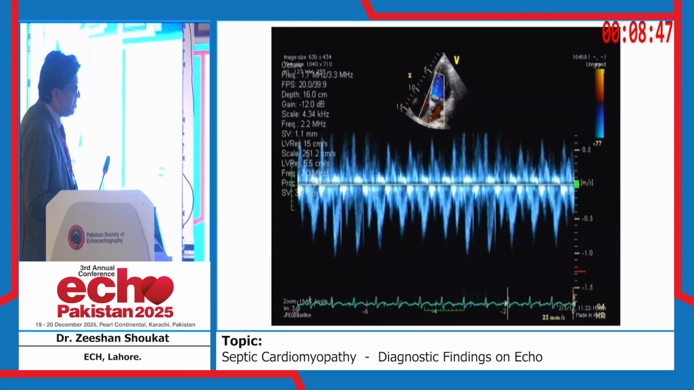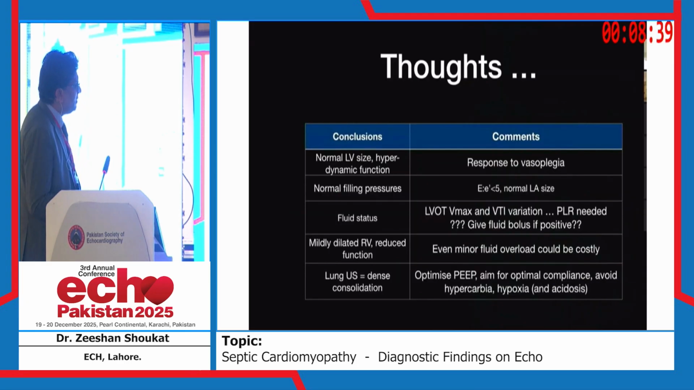This is the thing which we need to see, that in a patient with septic shock, they are fluid responsive because there is stroke volume variability. So the thoughts were that there was this response to vasoplegia, normal LV filling pressures, the fluid status, passive leg raise response needed, give IV fluid more if positive. There was a mild... because in the setting where a patient has reduced RV function, in our case, even a minor fluid overload could be costly. So we need to be very cautious about the fluid status, lung ultrasound, a dense consolidation.